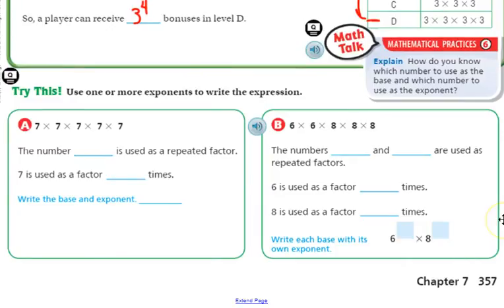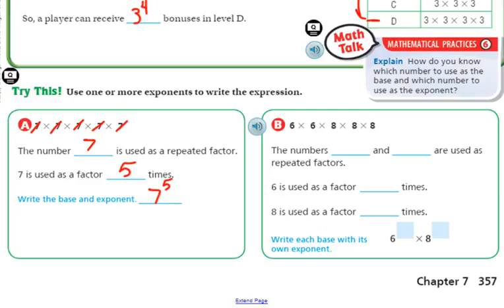Let's look at the try this now. Use one or more exponents to write the expression. All right, so the number blank is used as a repeated factor. Well, let's see, what is our repeated factor? That is the 7. And the 7 is used how many times? 1, 2, 3, 4, 5 times. So we are going to write this as 7 to the 5th power, which is equivalent to 7 times 7 times 7 times 7 times 7.